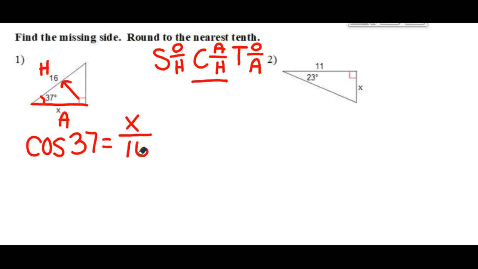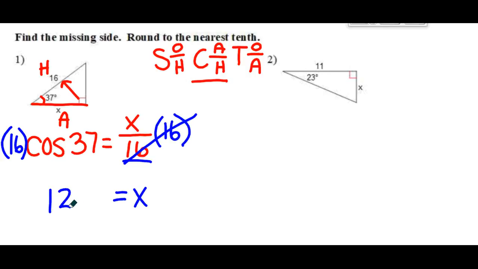Again, I want to get x by itself and solve for x, so I'm going to multiply both sides by the denominator. In this case, my denominator is 16. I will multiply both sides by 16. And doing so allows me to cancel the denominator, and I am left with x is equal to 12.8 when you use your calculator.